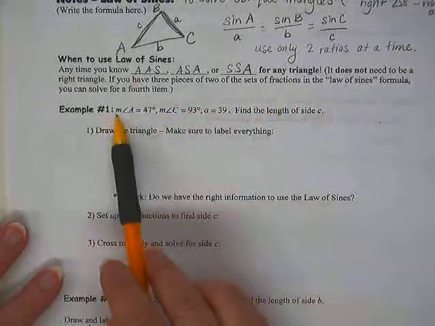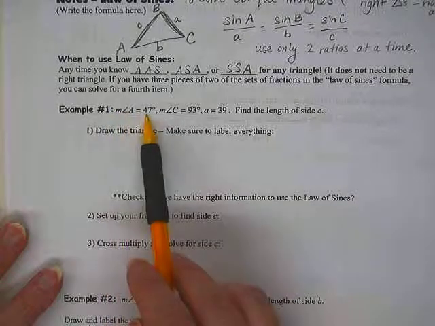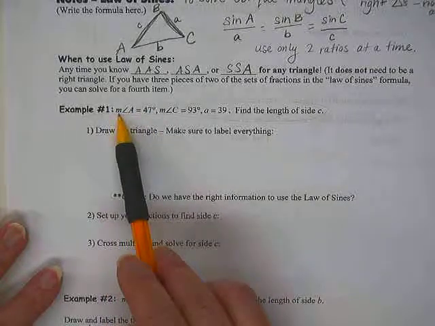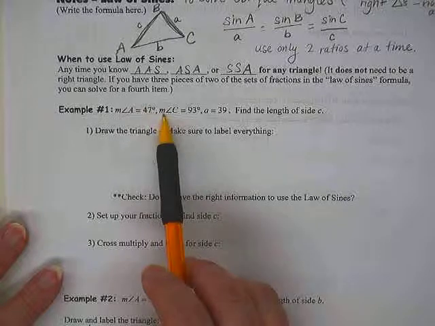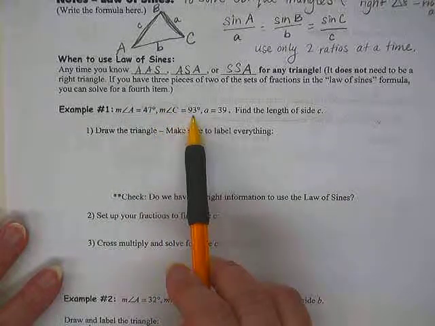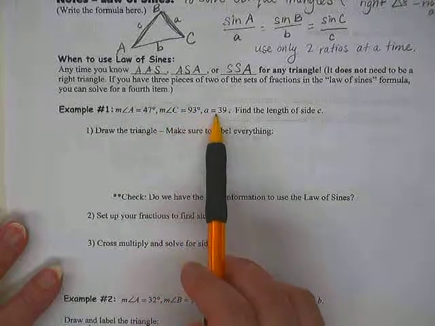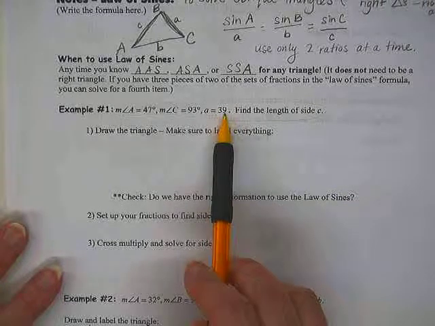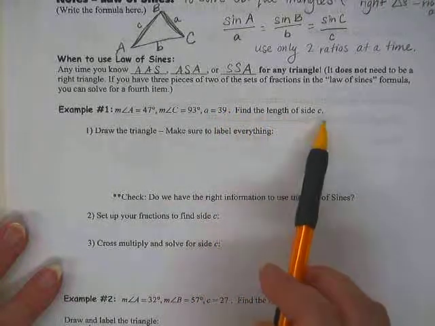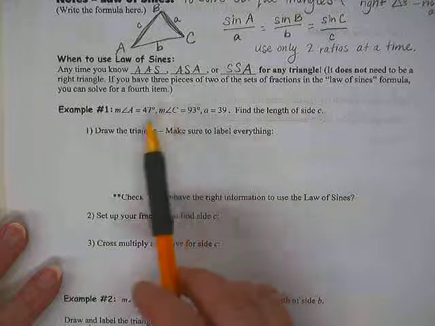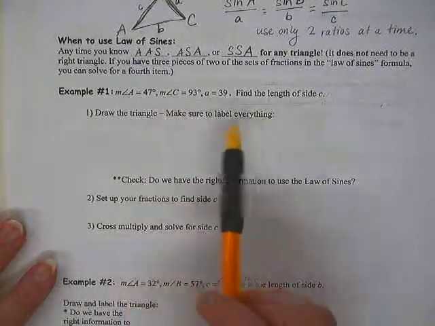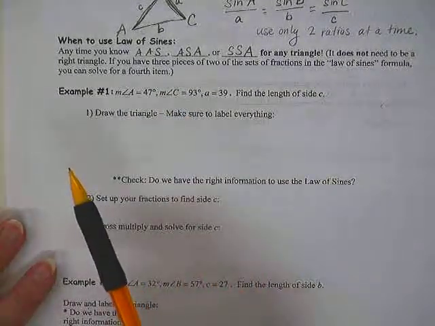So let's look at this first one together. Here's the question that's being asked. Let's suppose we have a triangle where the measure of angle A is 47 degrees. In case you've forgotten, that little m means measure of. The measure of angle C is 93 degrees. And side A is 39 in length. We want to find the length of side C.